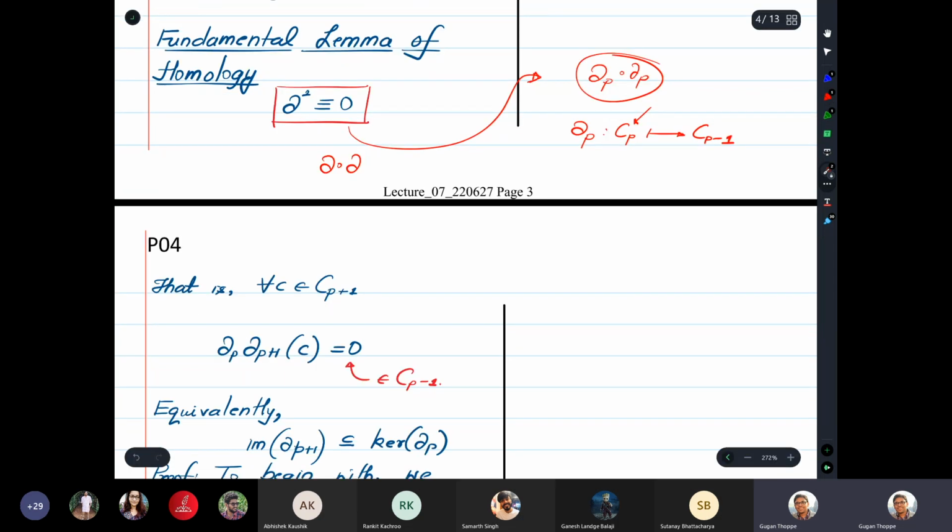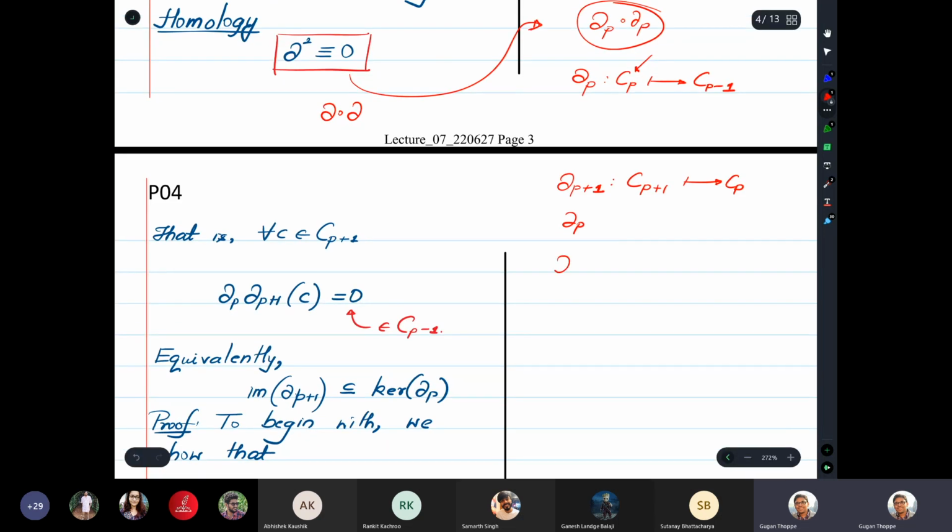So what is the next best interpretation? Well, the next best interpretation is that you first apply ∂_p, or for simplicity, let's say ∂_{p+1}. So ∂_{p+1} goes from C_{p+1} to C_p, and whatever is the output of that, you apply ∂_p. So I hope you agree that this ∂² can be interpreted as ∂_p composed with ∂_{p+1}.